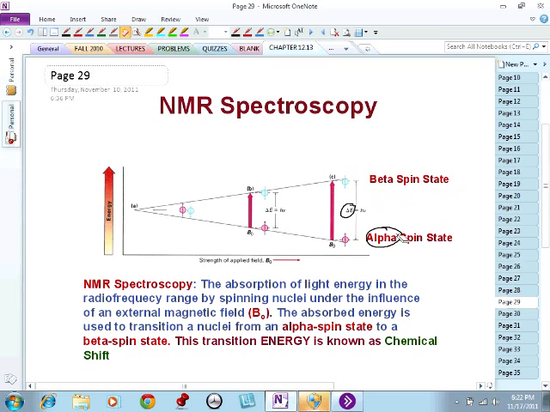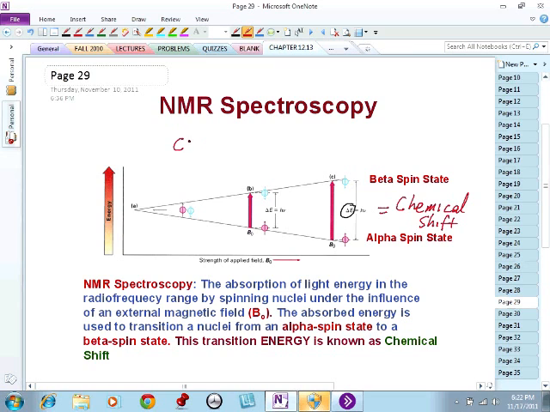Now, this absorption of energy we refer to as chemical shift. That is the resonance from the alpha spin state to the beta spin state. We call that chemical shift. That is the absorption of energy, and that's what we measure.